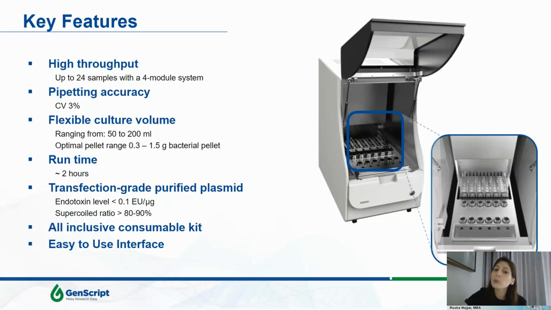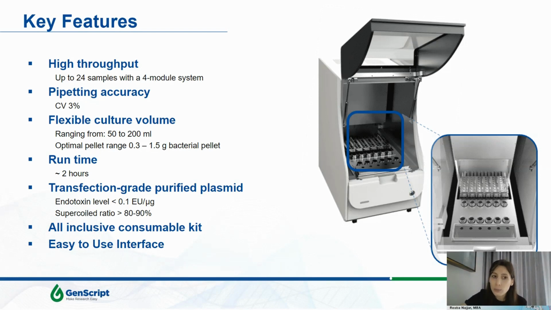So between 0.3 to 1.5 grams of bacterial pellet is really the optimal range for the solution, which is typically between 50 to 200 ml. It really varies depending on the plasmid being used, on the insert, of course, all the growth conditions, as well as a multitude of other factors. The runtime for the prep is going to be approximately 2 hours to 2.5. It really depends on the protocol that you're running.